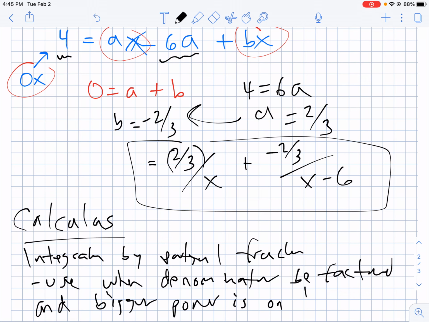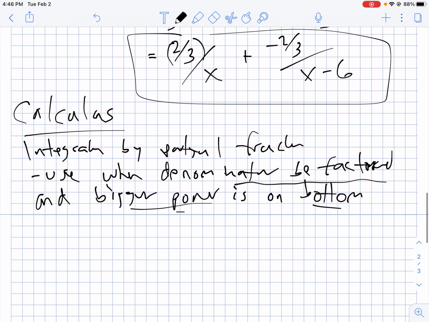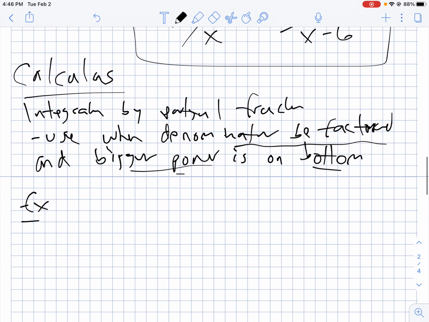You can actually use this partial fraction sometimes if it's the same, but you generally are going to have a bigger power on the bottom. That is one tip that you're going to use partial fractions, and the bottom can be factored. Those are the two keys. So if you can factor the bottom and you see the bigger power on the bottom, that's the time to use partial fractions. So for example, suppose we have to integrate from 0 to 1, so we'll do a definite integral, of 6x minus 4 divided by 2x squared minus 5x minus 3.